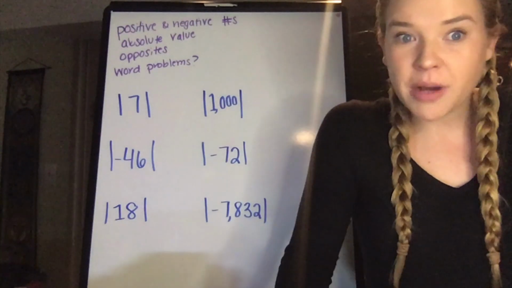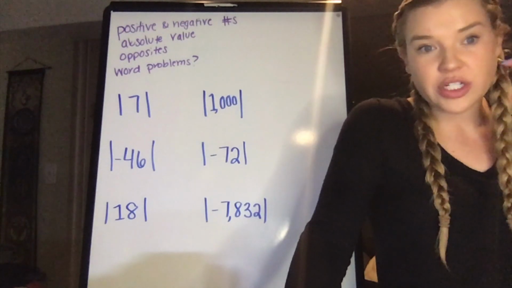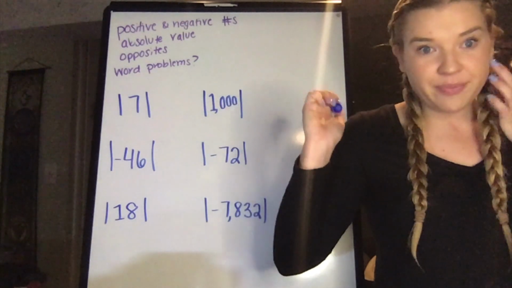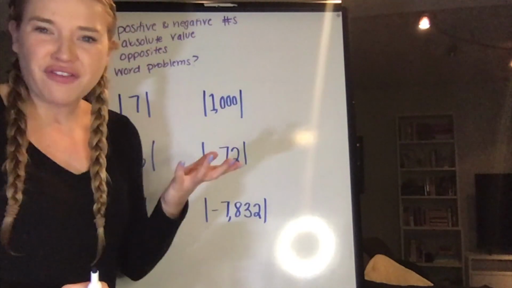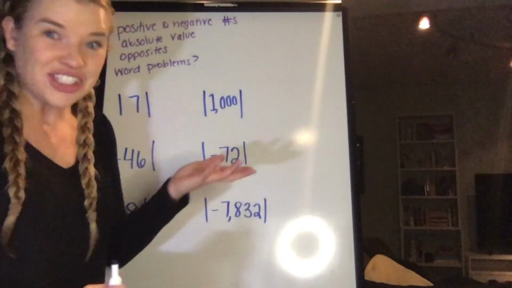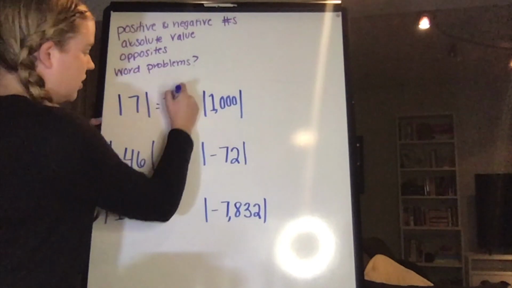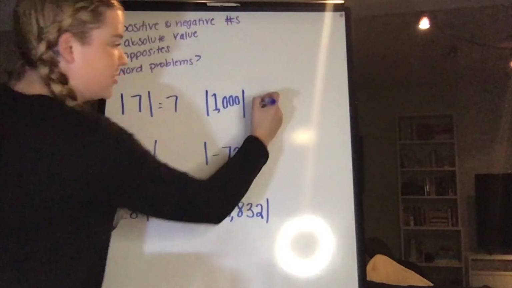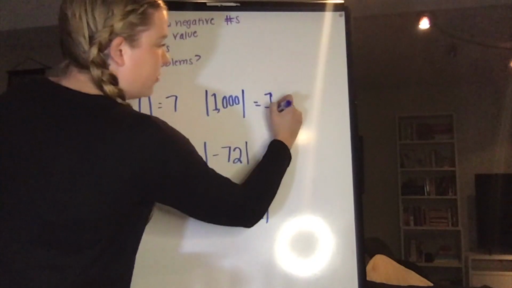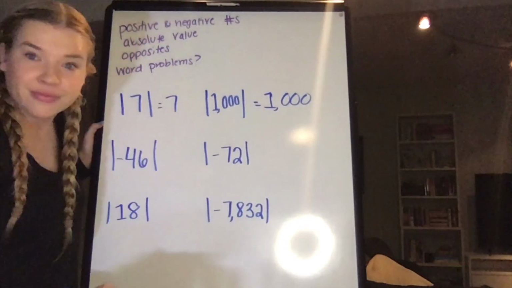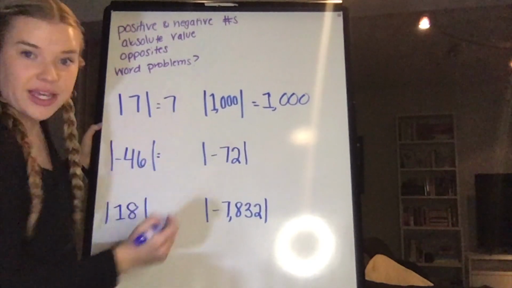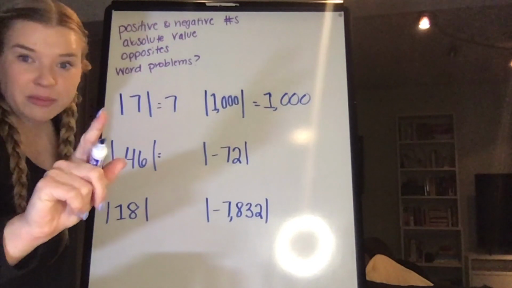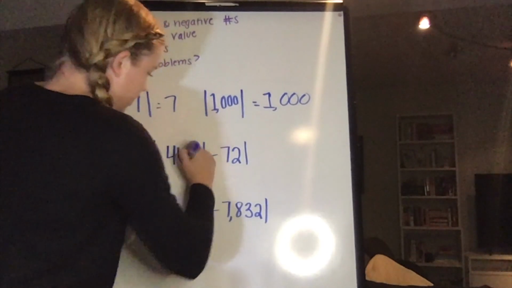All right, I'm assuming you've paused it, and I'm assuming that you've answered all of these questions, right? Okay, so let's go through our answers. The absolute value of 7. How far away is 7 from 0? Just 7, right? Absolute value of 1,000. 1,000. The absolute value of -46. Absolute value can never be negative, so this has to be +46.